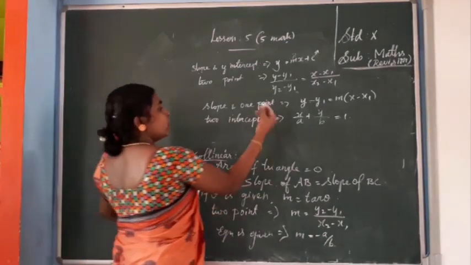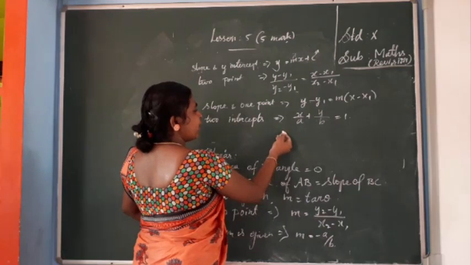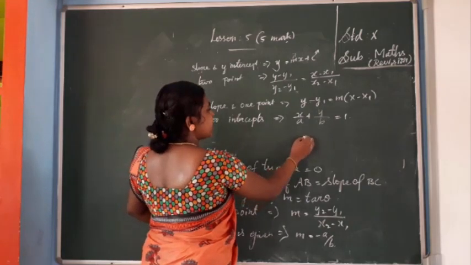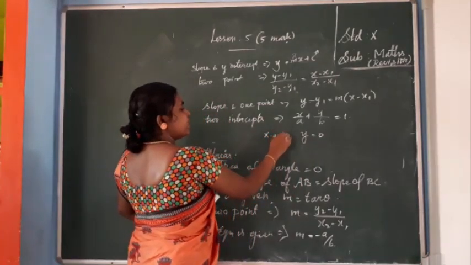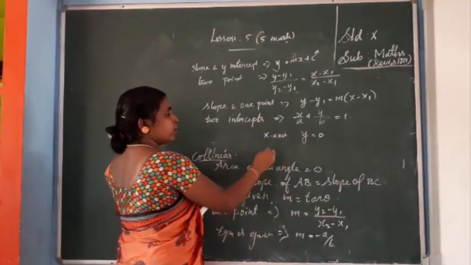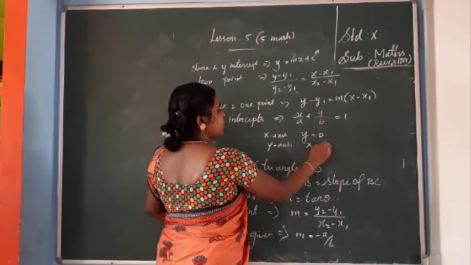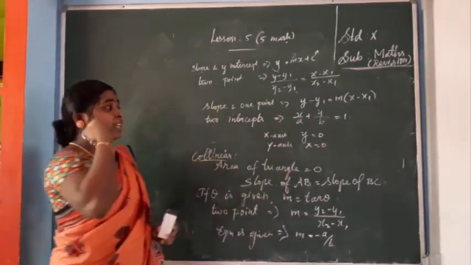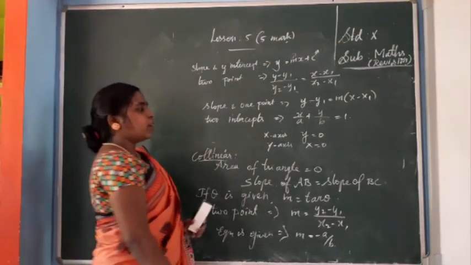Next, four more equations you want to know for one mark. The equation of the x-axis is y equal to 0. The equation of the y-axis is x equal to 0.